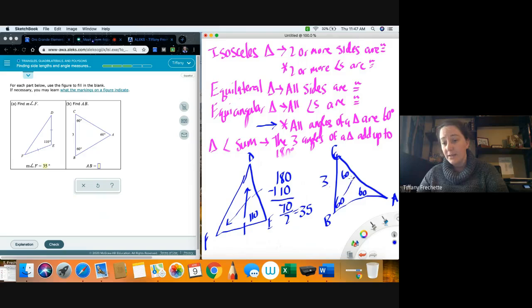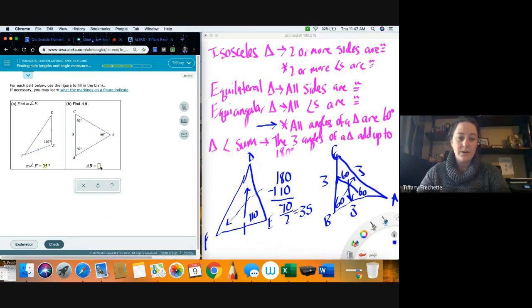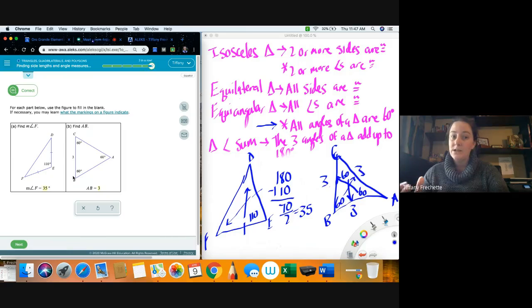If it's equiangular, remember I can go to all these opposite sides here, and they all must be equal. Because if it's equiangular, it's equilateral. If it's equilateral, it's equiangular. They're kind of interchangeable there. Once you know it's one of them, it has to be the other. So if this side is 3, then all the sides are 3. So I'm just going to go over here and type 3 and check. And we're done. Yay!